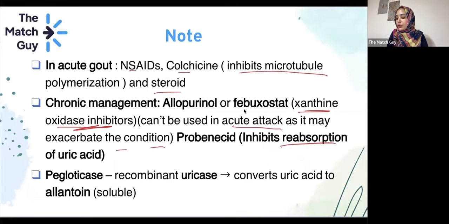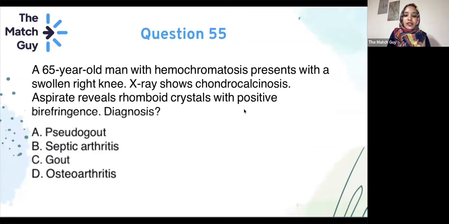This one inhibits reabsorption of uric acid, probenecid. Pegloticase. Rasburicase we like to use for tumor lysis syndrome. For gout, we much rather use pegloticase. They like to ask what solute it's going to turn into, which is allantoin, which is water soluble. So that's why the kidney is able to get rid of it quite nicely.